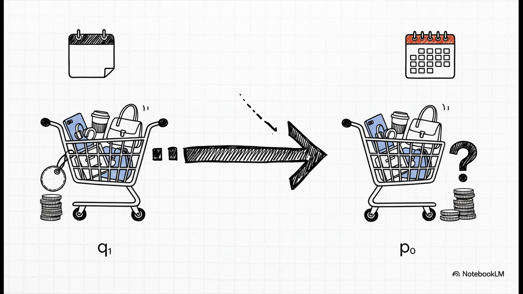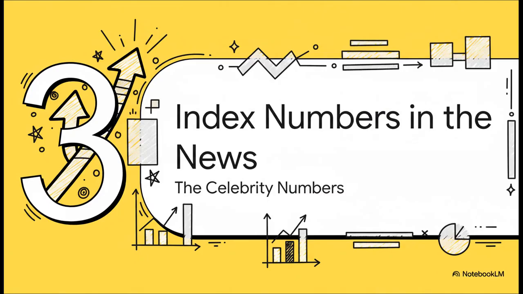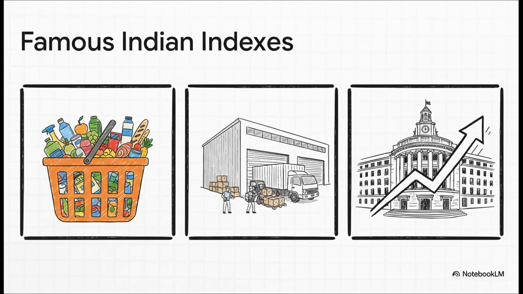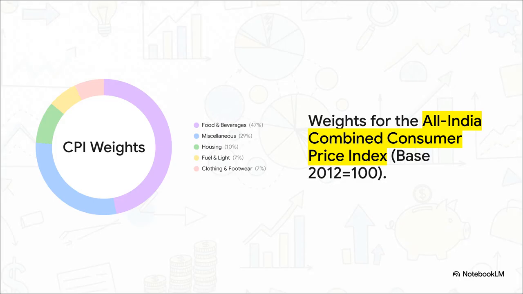Now that you know the basics, let's meet the celebrity index numbers you hear about every day. Once you understand them, you'll start noticing them everywhere. In India, these three are the big ones. The CPI tells us about the cost of living for families like ours. The WPI tells us about prices at the wholesale level, and the Sensex tells us how the stock market is doing.